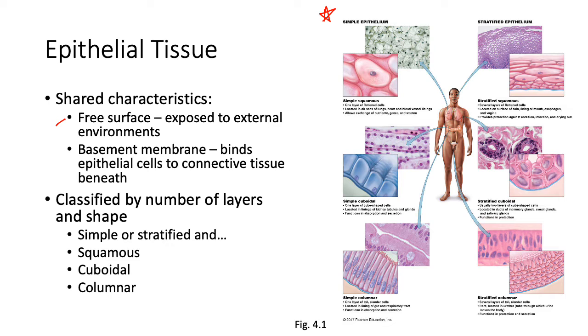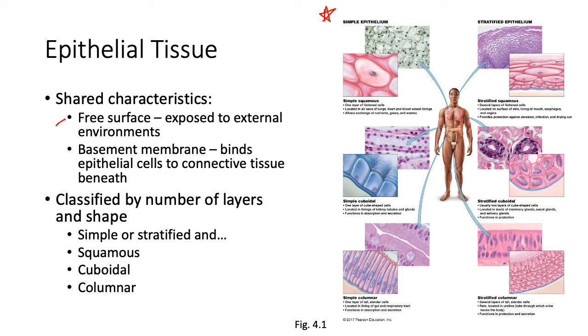So think your skin, the lining of your mouth, your throat, your entire digestive tract, all the way to your colon and anus is all lined by different types of epithelial tissue, because these are really great tissues at creating a barrier to prevent the loss or entrance of fluids or pathogens and things like that.